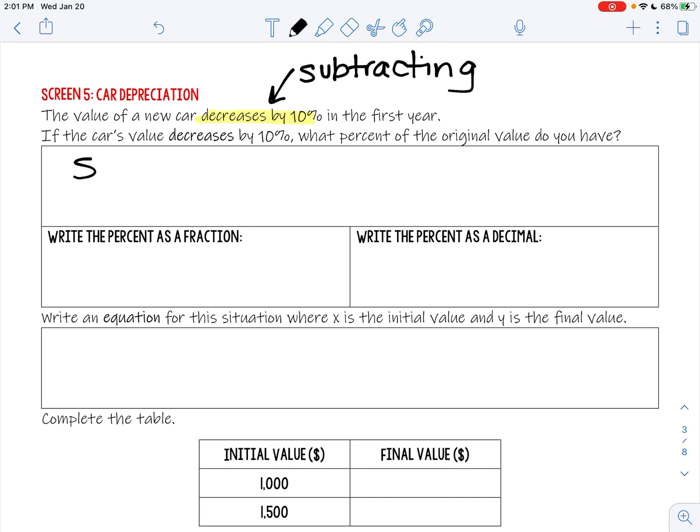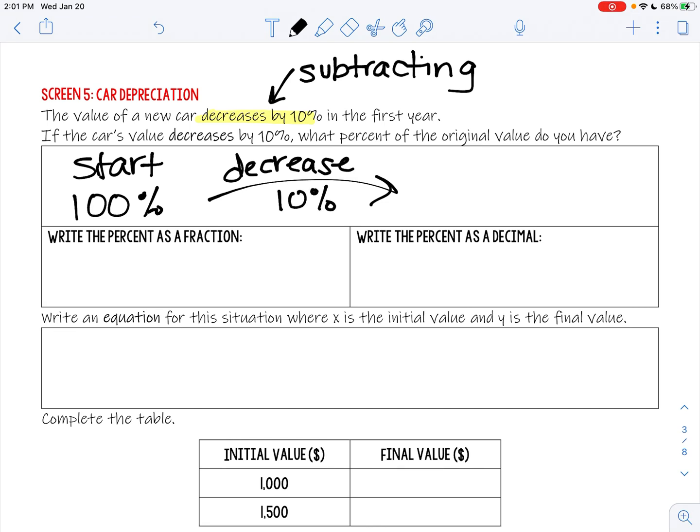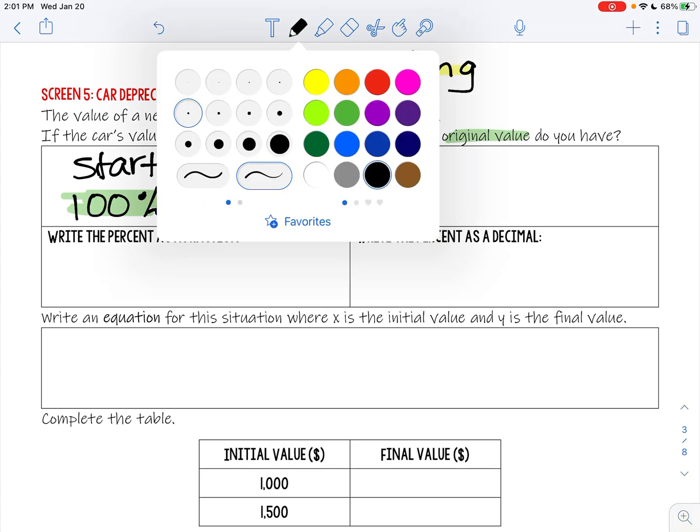So we have our starting point. We always start at 100%. What's happening to this original amount? Well, we're decreasing it by 10%. So we want to figure out what percent of the original value do you have. The original value is the 100%, and we take a decrease of 10%. When we do that, we're subtracting, so we're left with 90%.